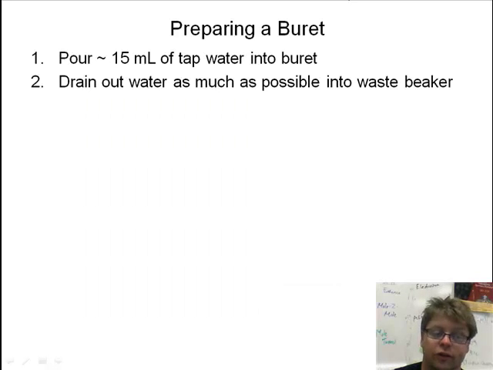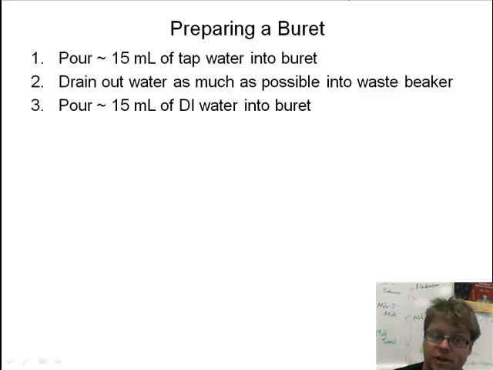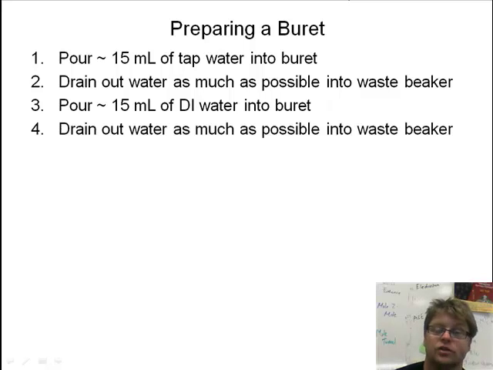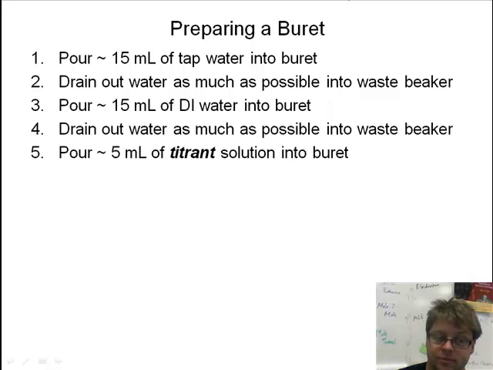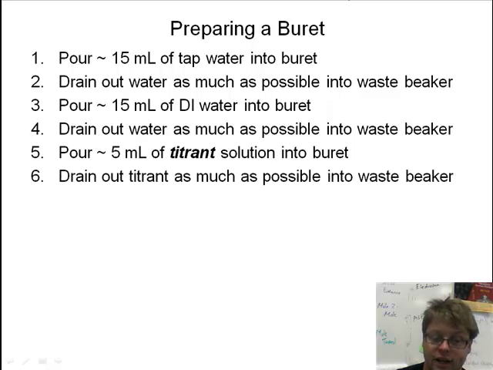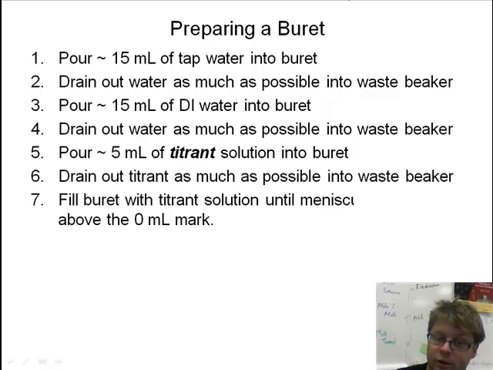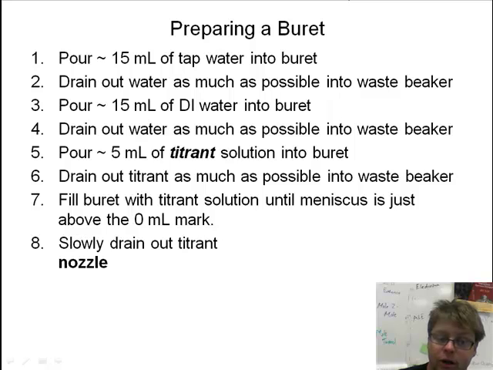So how to prepare a Buret. First, pour 15 milliliters of tap water into the Buret. Drain out as much water as possible into the waste beaker. Then put 50 milliliters of deionized or distilled water into the Buret. Then drain out as much as possible. Then pour 5 milliliters of the titrant solution into the Buret. Drain out the titrant as much as possible into the waste beaker. Then fill the Buret with the titrant solution until the meniscus is just above the 0 milliliter mark.